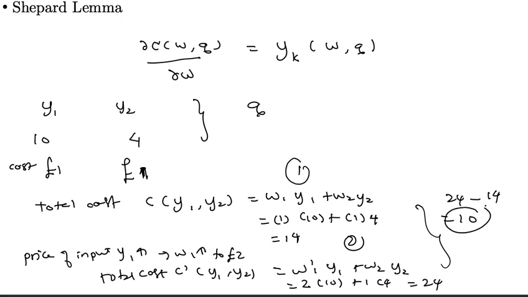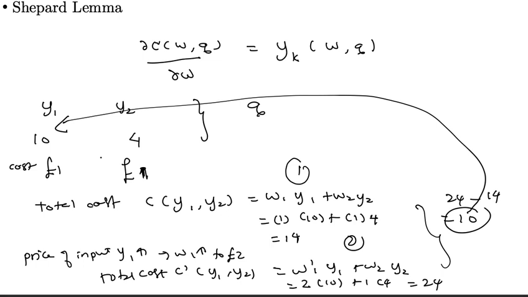And if you look at 10 here, it's exactly the same as the amount of input 1 needed in the production process. So this is what we mean by Shepard's lemma. If you differentiate a cost function with respect to input price, then it is actually the same as the amount of input demanded at that particular level. In this case, W1, so we have Y1 here. So that's the idea of Shepard's lemma.